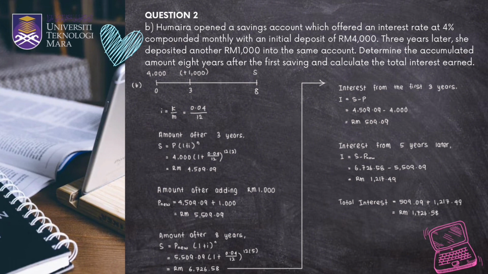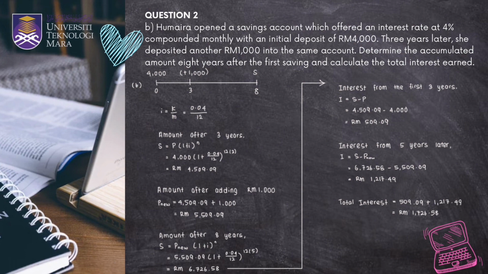Humaira opened a savings account which offered an interest rate of 4% compounded monthly with an initial deposit of 4,000 ringgit. 3 years later, she deposited another 1,000 ringgit into the same account. Determine the accumulated amount 8 years after the first saving and calculate the total interest earned. First, we must make a timeline as a guide to make it easier to answer the question.